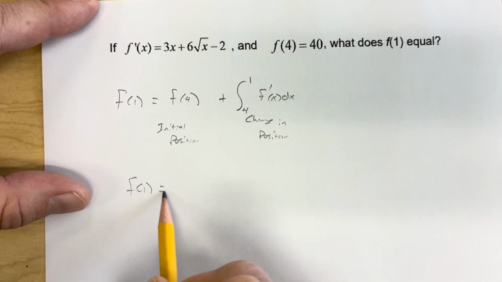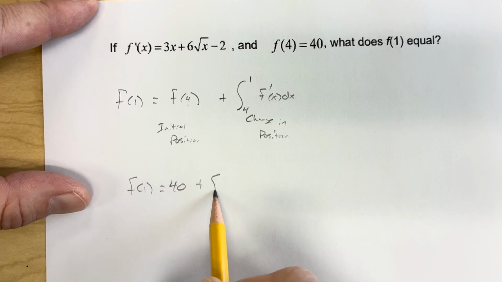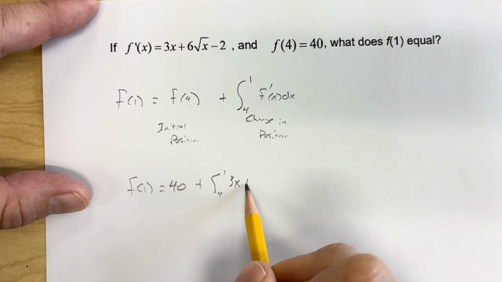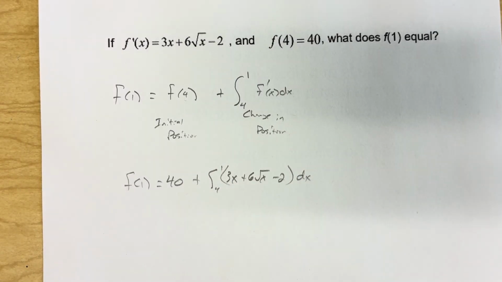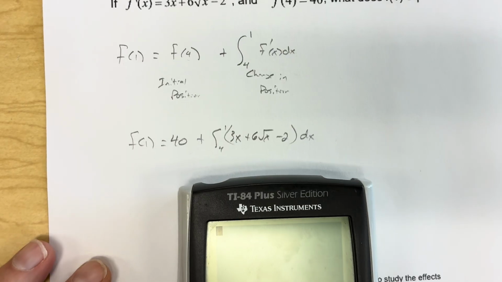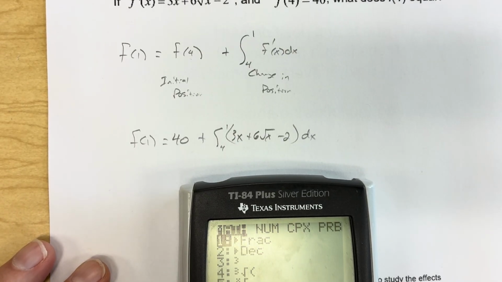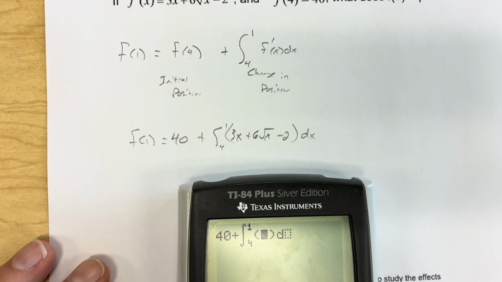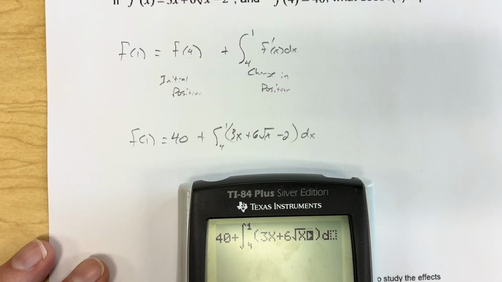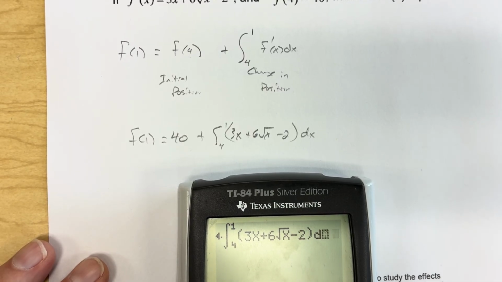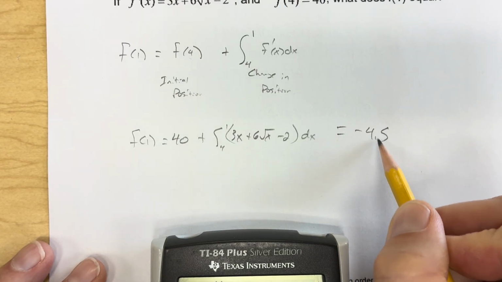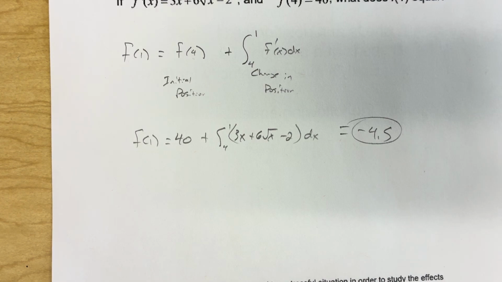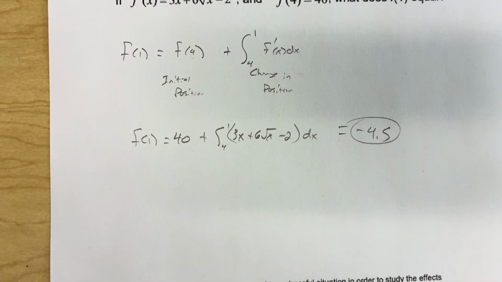So f of 1 is going to equal 40 plus the integral from 4 to 1 of 3x plus 6 square root of x minus 2. All right? And then we can do that right on the calculator and see what we get. So 40 plus math 9 from 4 to 1, 3x plus 6 square root of x minus 2 dx. And we'll get negative 4.5. And that would be our answer. Okay, you don't have to go find another equation. You don't have to do anything like that. We can just go ahead and work that out.